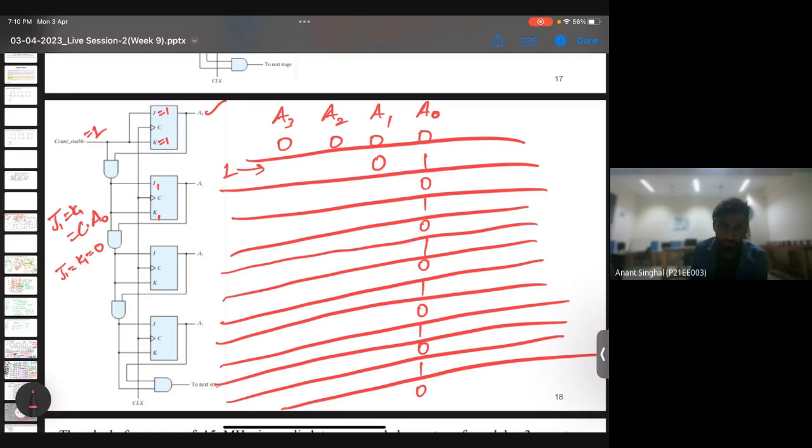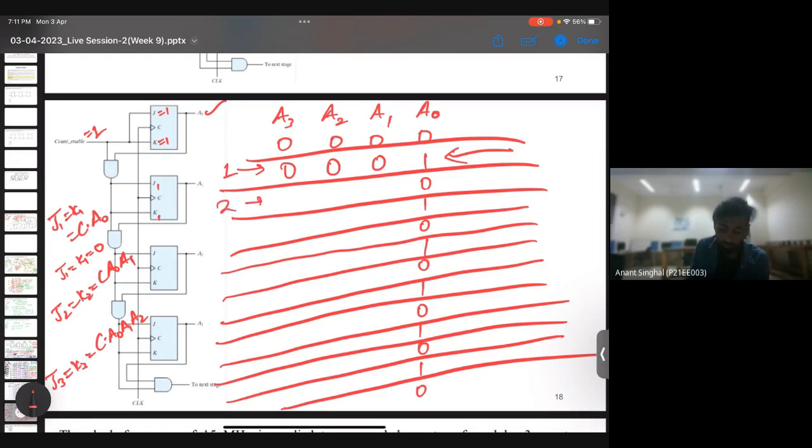Any problem in this? No, sir. So similarly, these two will also get 0 since A0 is 0. So I can write the expression here also: C A0 A1, and then J3 and K3 was nothing but C A0 A1 and A2. So is it fine for this clock? Like this line is clear. Yes, sir.